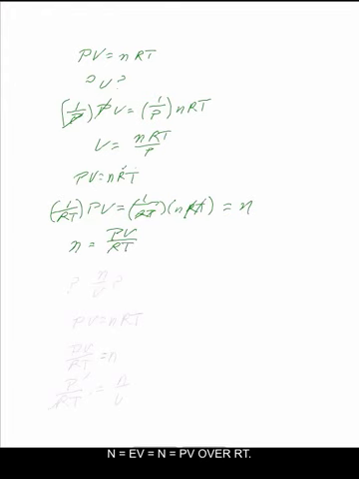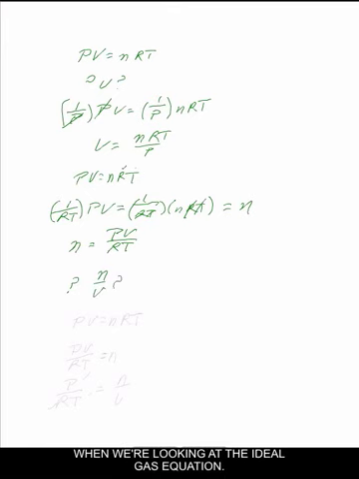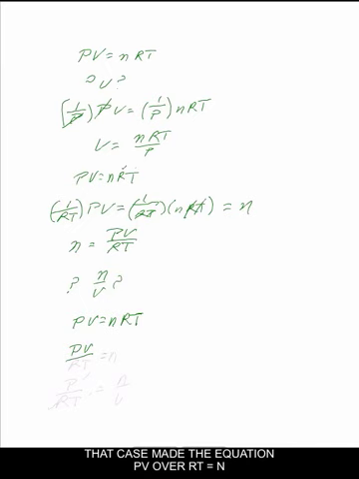over RT. Sometimes you're going to find also that we want to solve for a ratio of variables. There's nothing wrong with doing that. In fact, often what will be solved for is the ratio n over V when we're looking at the ideal gas equation. So again, starting with my equation, PV equals nRT, I can first isolate the n by multiplying both sides by 1 over RT as we did before. That gives me the equation PV over RT equals n.